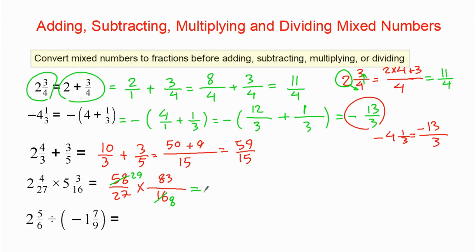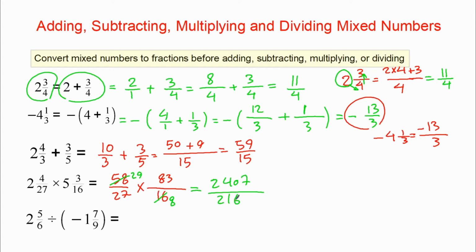So for the rest of this, I don't see any number that can be simplified between the numerator and denominator numbers. So the rest basically needs to be calculated. That would be 2,407 divided by 8 times 27, which is 216. And that cannot be simplified further.